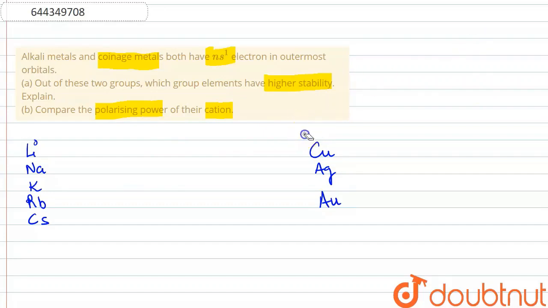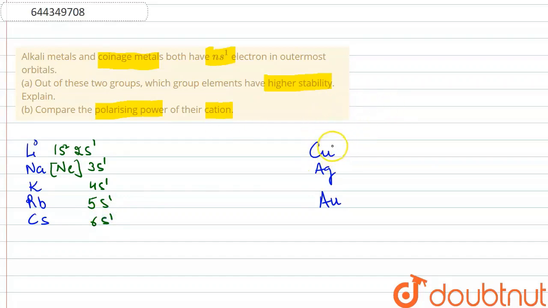There is no need to actually write down the atomic number. We can simply understand this by the question asked to us, if you see the configuration, we know that the electronic configuration of lithium is 1s2, 2s1. For sodium we have neon 3s1, right? And so on. For potassium we have 4s1, rubidium we have 5s1, cesium we have 6s1.